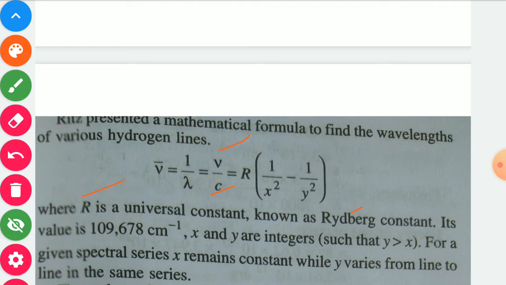109678 per centimeter. x and y are integers such that y is greater than x, meaning x is less than y. x is related to the lower orbit and y is related to the higher orbit. For a given spectral series, x remains constant while y varies from line to line in the same series.